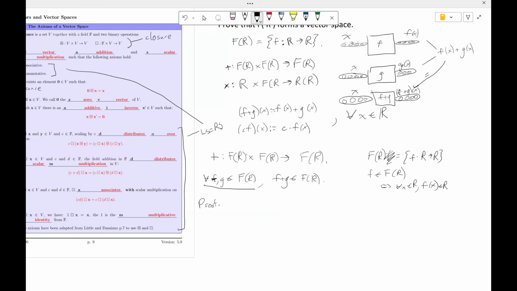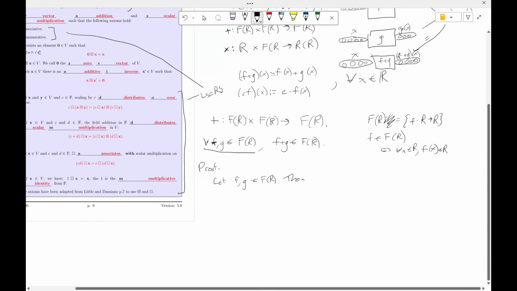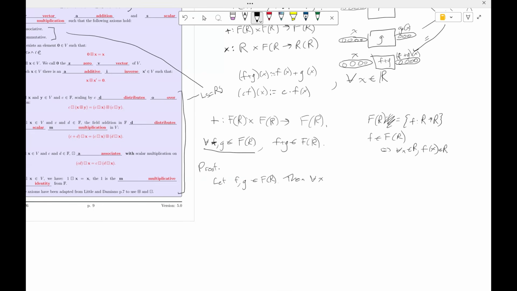We start with f and g in F(R). So let f and g be in F(R). Then I like to follow up with what this means. That means that for all x in R, f of x is in R, and g of x is in R.